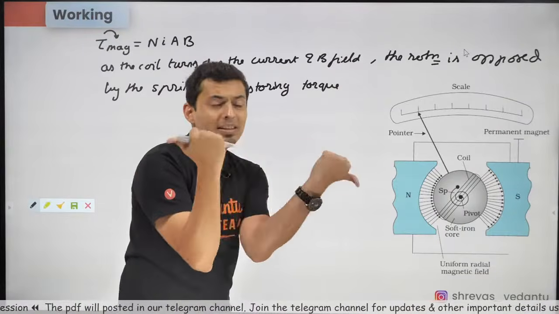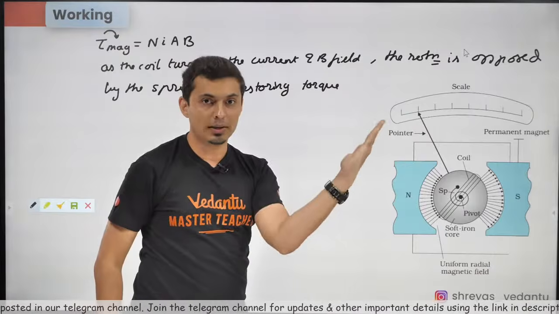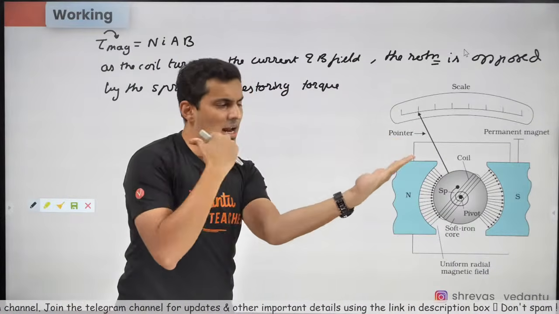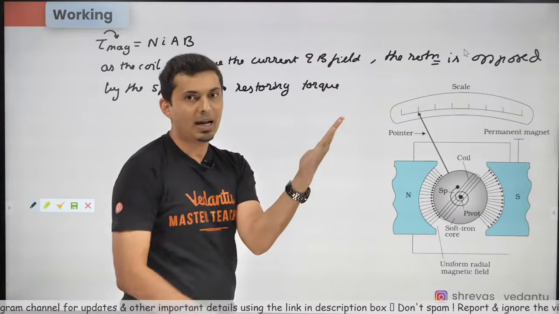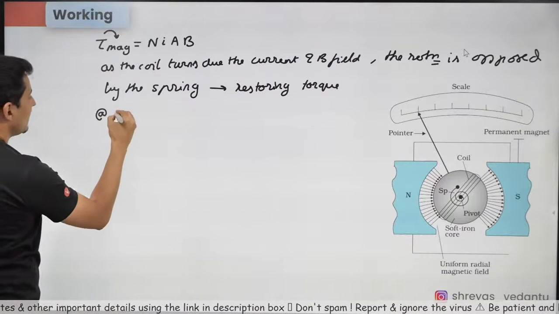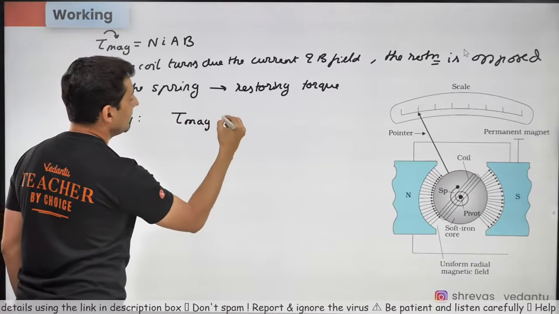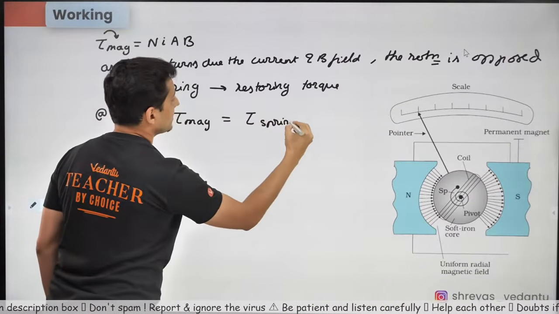Finally, both these torques will balance each other and the needle will come to a halt. So you have passed some current, the needle deflects, and at that point where the restoring torque by the spring balances the magnetic field torque, there it will come to rest. So at equilibrium, the torque by the magnetic field will be equal to the torque by the spring, which is the torsional spring.